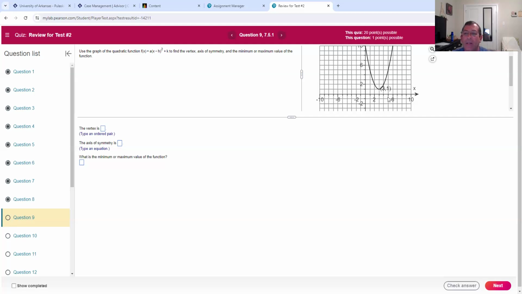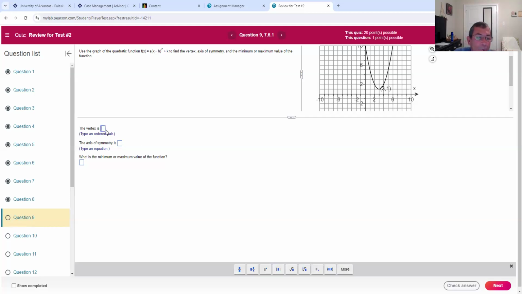So they want the vertex. Well, they're giving me the vertex inside those parentheses right there. That is the vertex, and that is parentheses 3, comma, 1, close parentheses. They're giving me that pair right there.